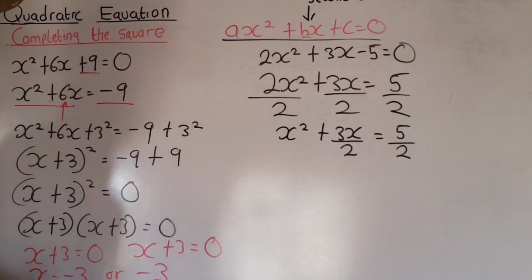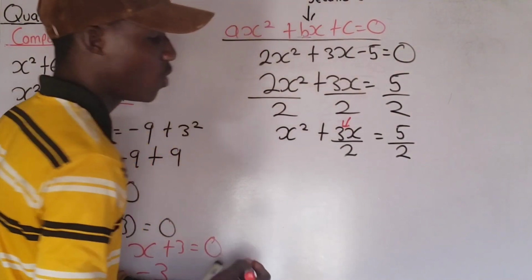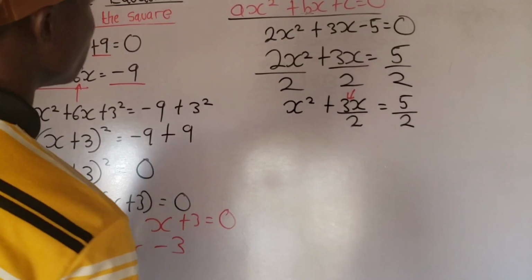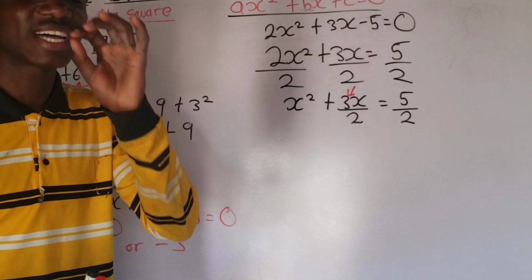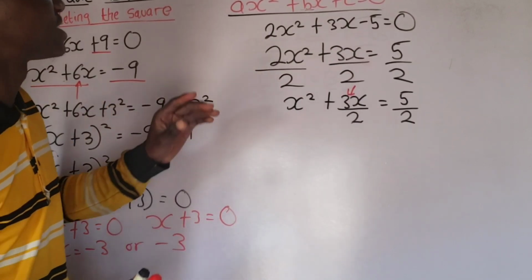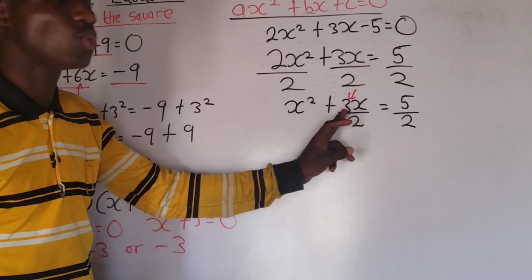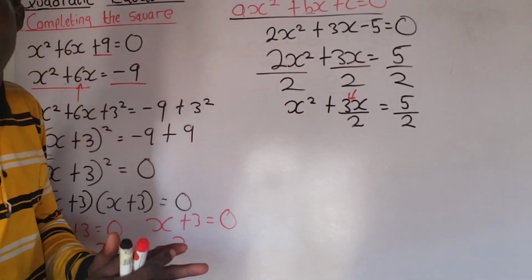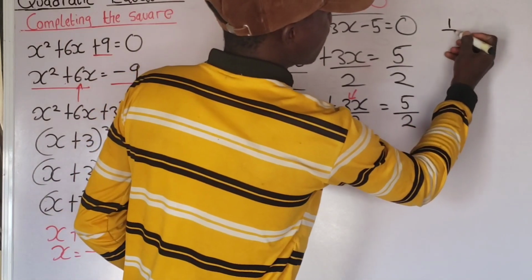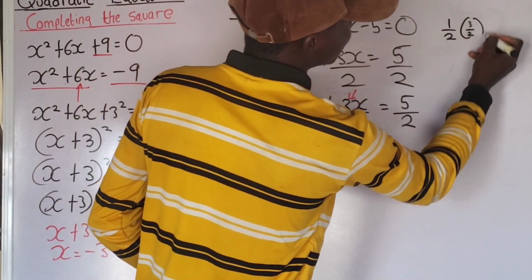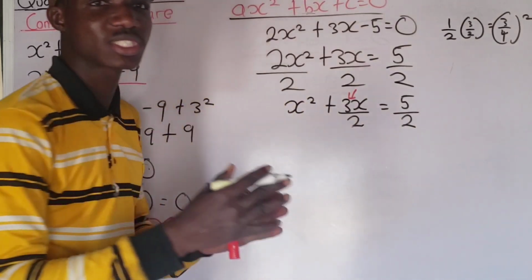So the second term in this quadratic equation is what? 3 over 2. In this quadratic equation, we have the first term, we have the second term, and we have the constant term. So the second term is the coefficient of x, which is b, and b in this quadratic equation is 3 over 2. So I'm going to take half of the 3 over 2. Half of 3 over 2 is what? That is 3 over 4. So I'm going to square it and add it to both sides of the equation.